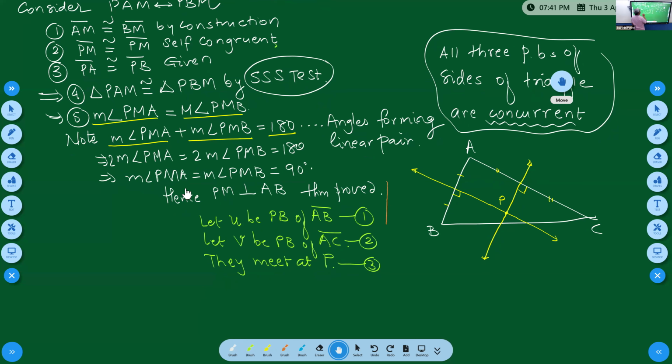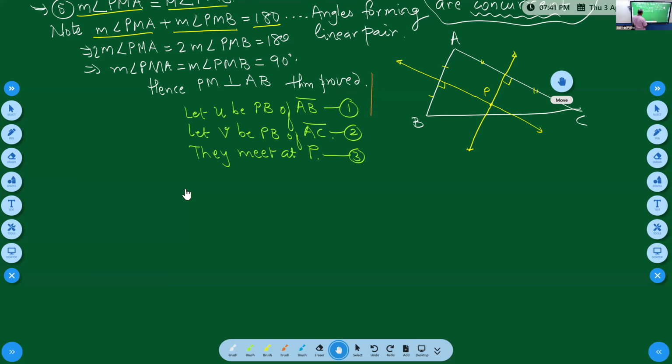Now, P lies on perpendicular bisector of AB.